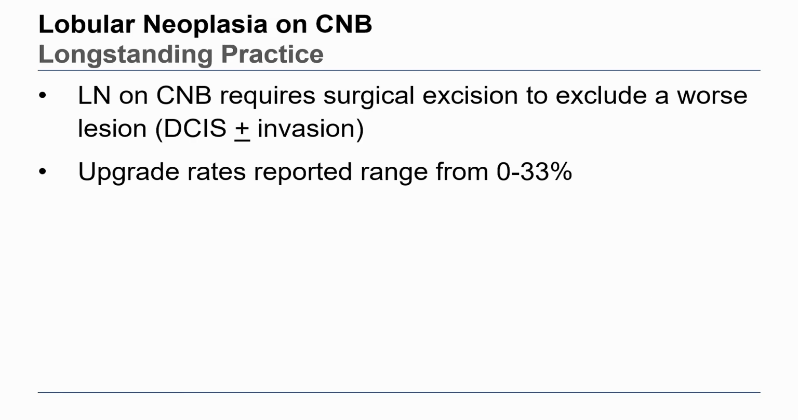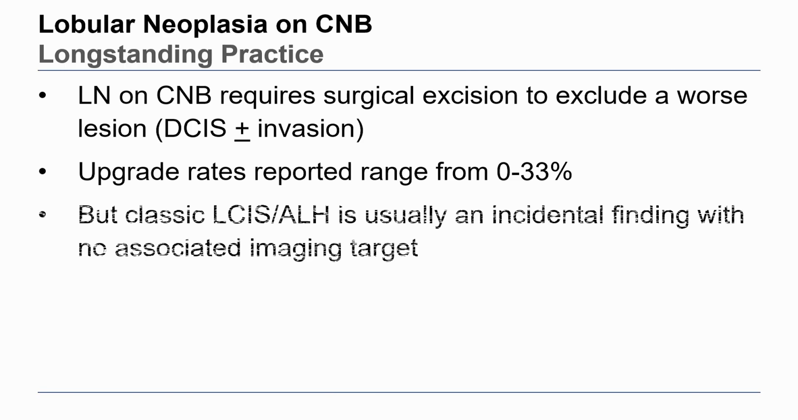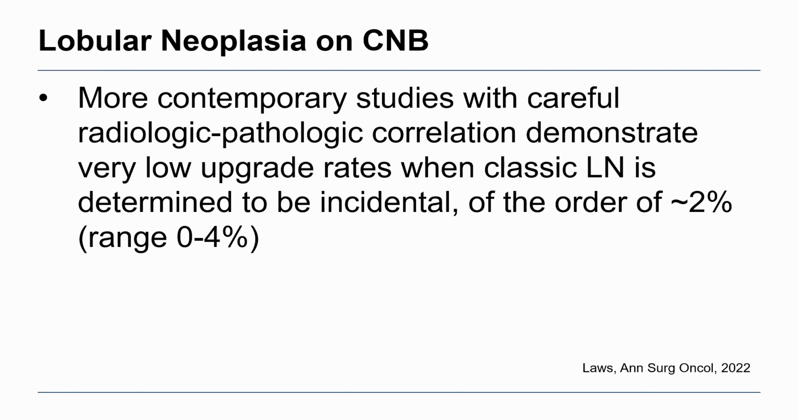The long-standing practice for LCIS and atypical lobular hyperplasia on core needle biopsy is that surgical excision is needed to exclude a worse lesion, that is DCIS or invasive carcinoma. Historically, upgrade rates reported have ranged from 0 to up to about 33%. But classic LCIS and atypical lobular hyperplasia is usually an incidental finding with no associated imaging target.